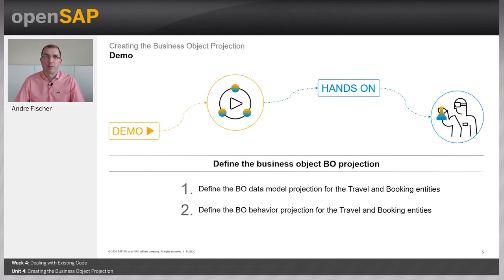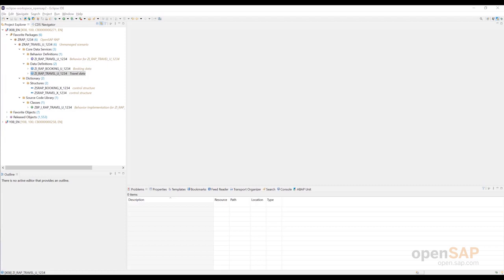At the end of this demo, we will have created and defined the business object data model projection for the travel and the booking entities, and you will have defined the business object behavior projection for both entities as well. The projection layer is the first layer in the development flow of the ABAP RESTful programming model that is service-specific. The projection layer contains service-specific fine-tuning, which does not belong to the general data model layer. For example, UI annotations, value helps, calculations, or defaulting.